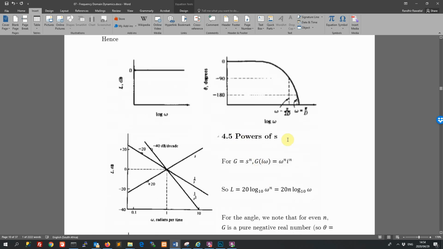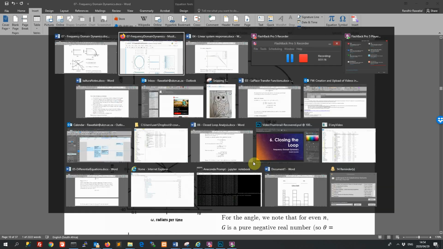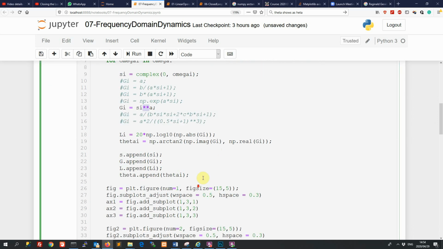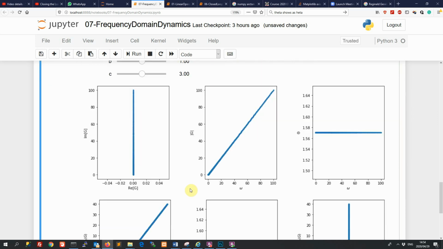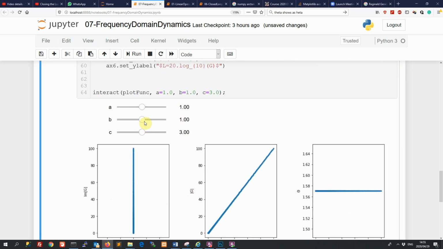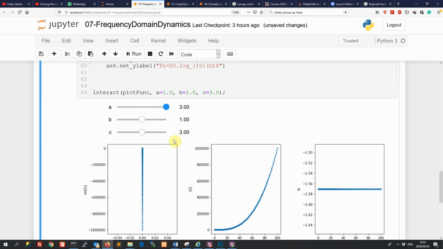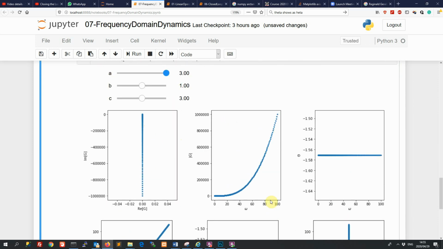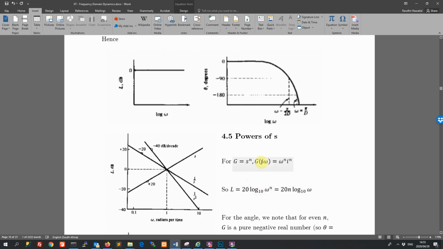If instead of that we have powers of s, so s to the power n, in Python that's how you say to the power. In some languages it's like that, in Python it's like that. And so s to the power a, if we run that, as you increase s, you are going to change the angle there. So all the plots are shown there, and maybe it's a bit better to look at it here.